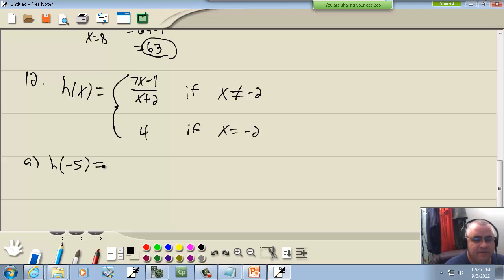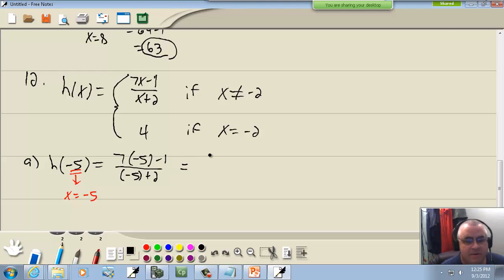Our first one, we want to find h of negative 5. Again, whatever numbers inside of parentheses are x, so they're basically telling us x is negative 5. So we come up here and compare it against our conditions. Is negative 5 not equal to negative 2, or is negative 5 equal to negative 2? Well, it's not equal to, so we're going to plug that into our first piece. So again, where our x is, we put in parentheses, and we're going to plug in the negative 5. Well, 7 times negative 5 is negative 35 minus 1. Negative 5 plus 2 is negative 3. That gives us negative 36 over negative 3, or it gives us positive 12.